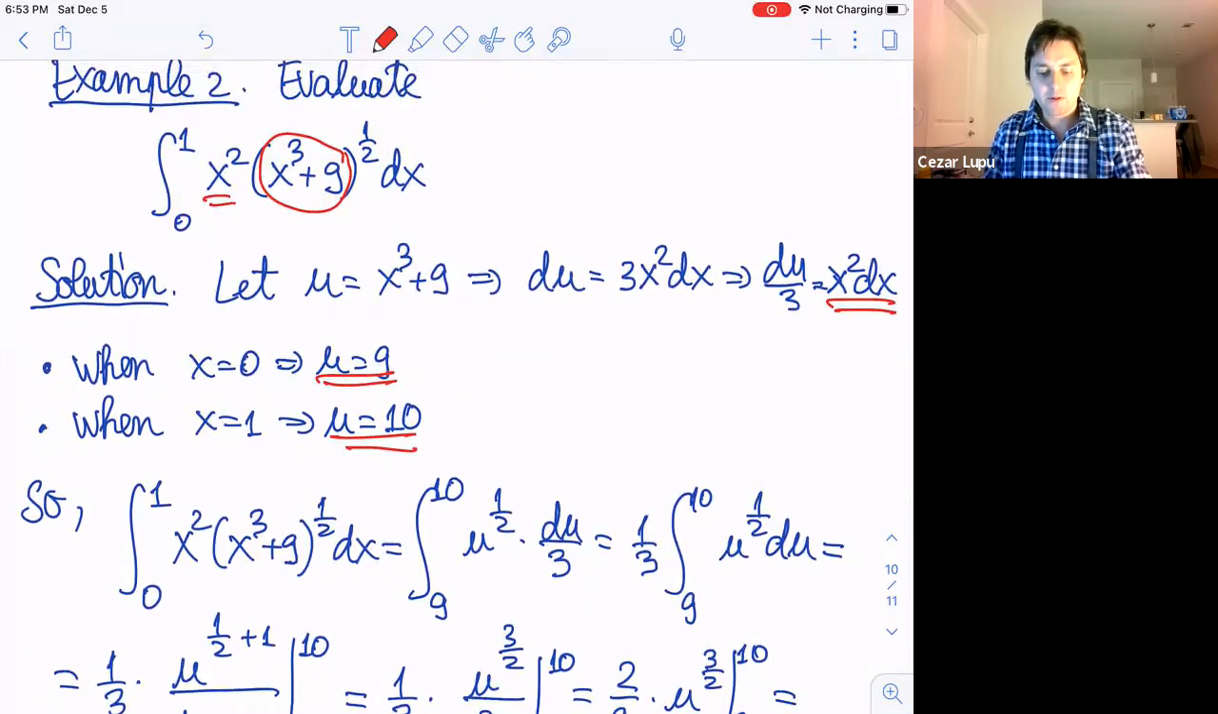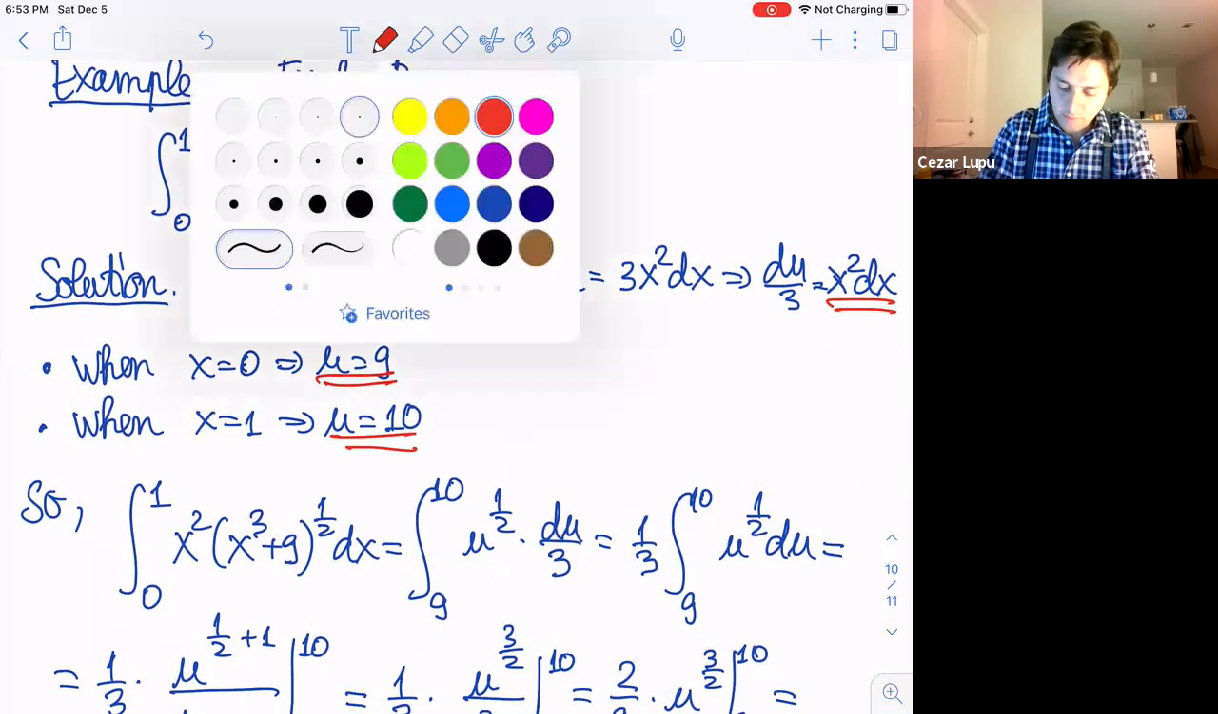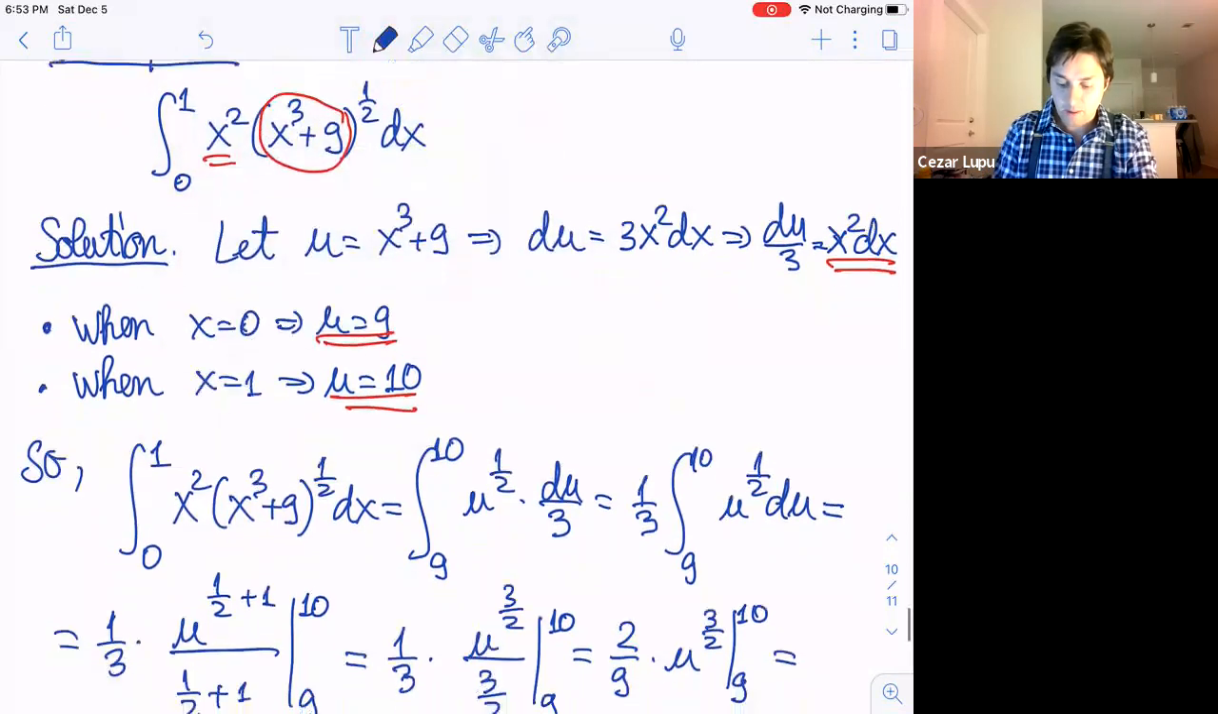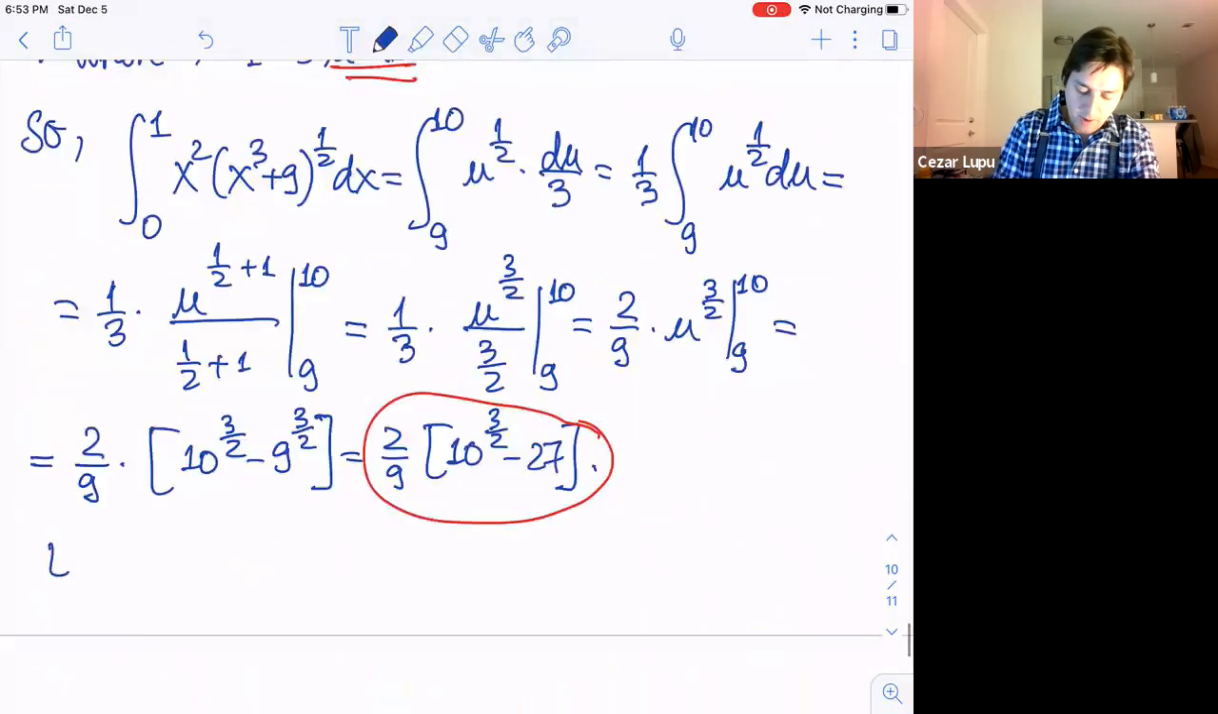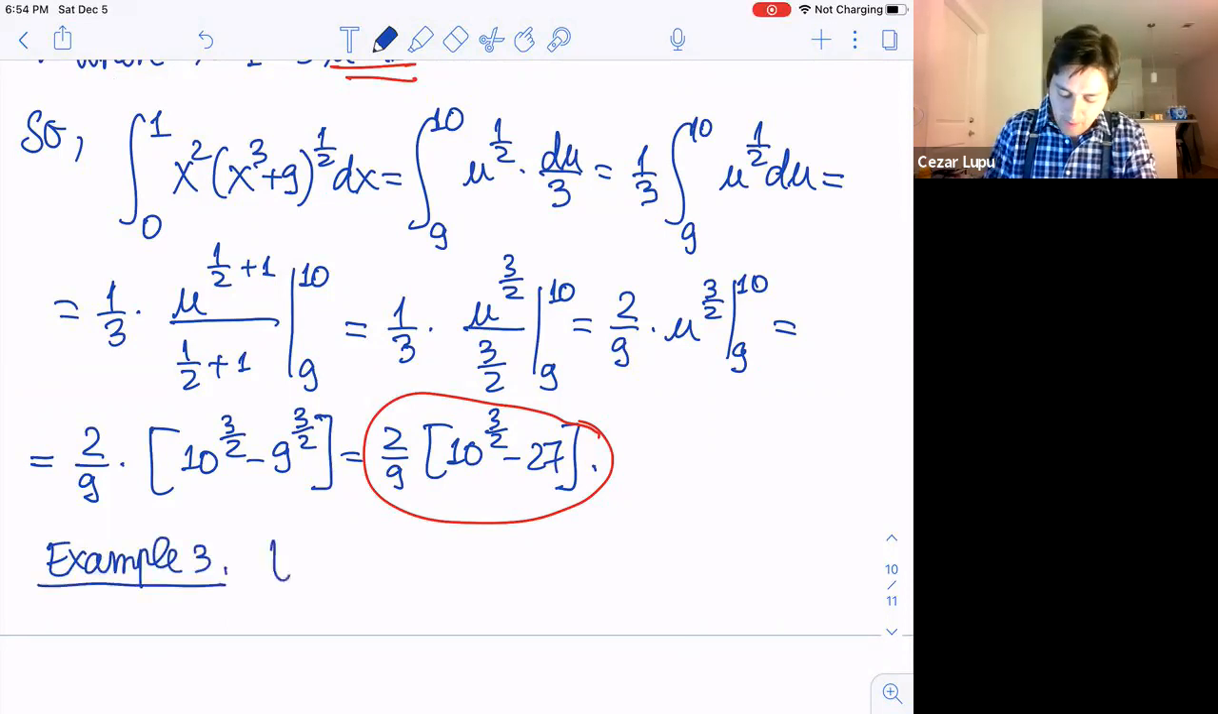And now let me just do one more, and after this, probably I'm going to stop. It's already late by now. So example number 3, and that's it. Again, evaluate this integral from 0 to 1 of e to the x over 1 plus e to the x dx.